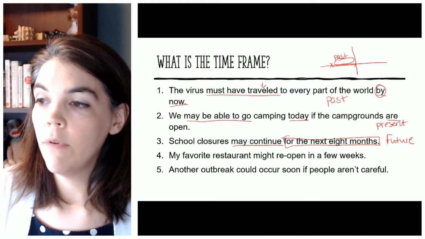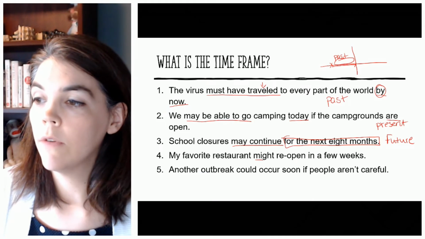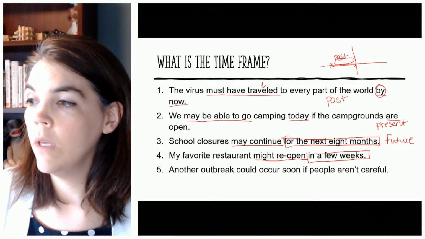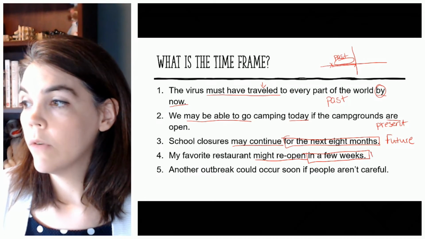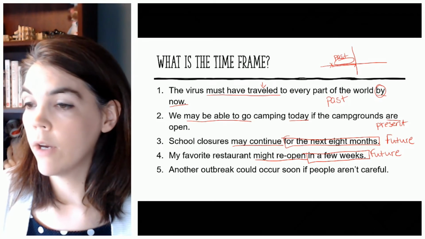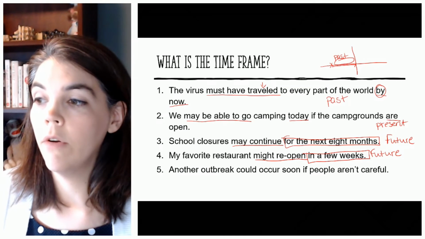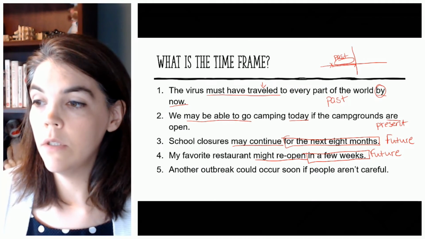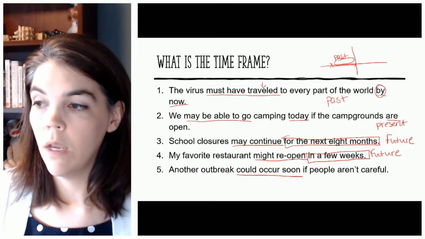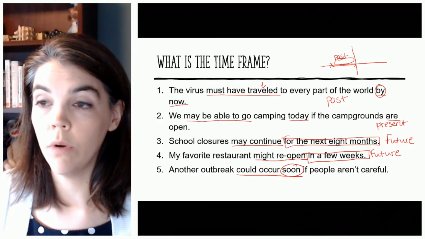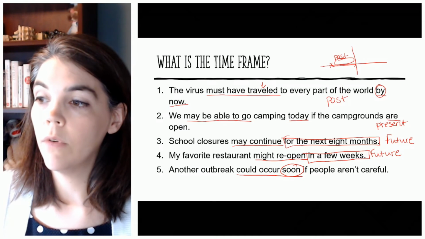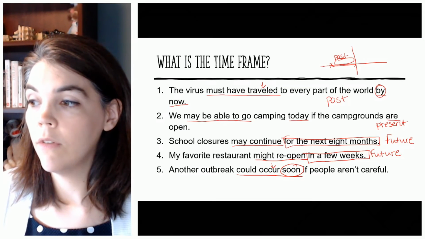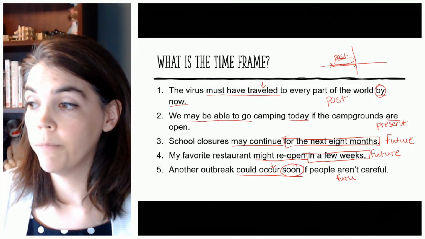This fourth one, my favorite restaurant might reopen in a few weeks. So here we're talking about reopening. And then our time phrase here, in a few weeks, that's future. So this is referring to a future action. And finally, another outbreak could occur soon if people aren't careful. Okay, so remember, could doesn't always mean past. And in fact, we see this time word soon if people aren't careful. The occurring occurs, our main verb, happening soon, so this is actually referring to future.